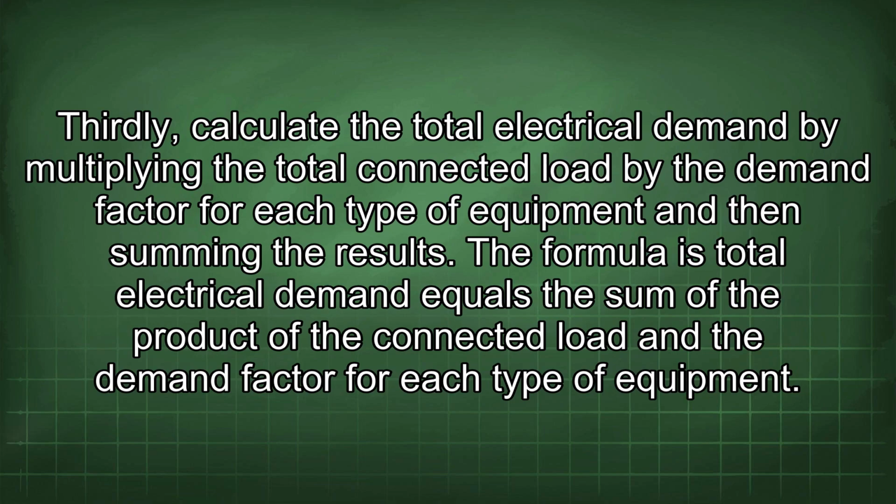Thirdly, calculate the total electrical demand by multiplying the total connected load by the demand factor for each type of equipment and then summing the results. The formula is total electrical demand equals the sum of the product of the connected load and the demand factor for each type of equipment.